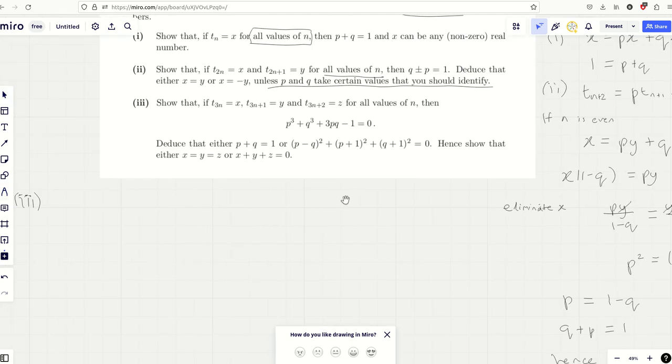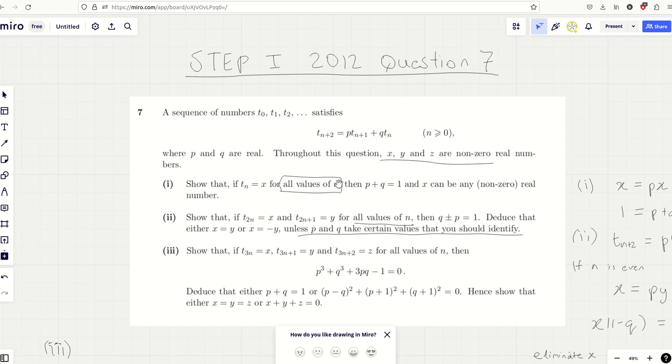The thing which is different about STEP and MAT questions compared to Olympiad questions is that they give you hints. They genuinely do. They're trying to hold your hand a bit. They're trying to show you a new trick. Granted, the maths is very difficult, but they want you to succeed, actually. You can see that with the way the question's written.